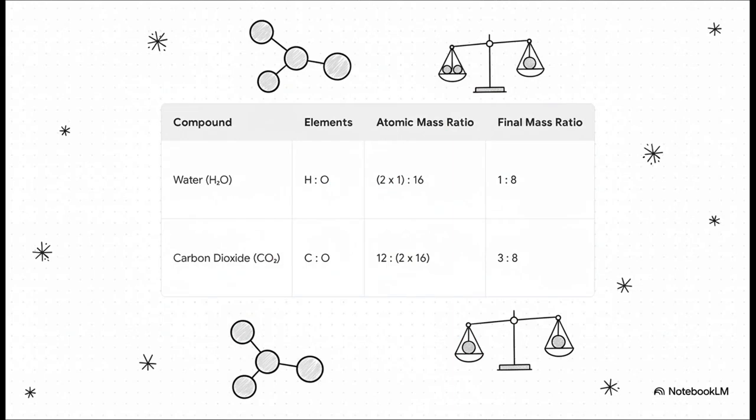And you can see how this recipe math works out for different things. For water, H2O, you take the mass of 2 hydrogens and 1 oxygen, do the math, and boom, you get a 1:8 ratio. For something like carbon dioxide, CO2, it's 1 carbon and 2 oxygens. The mass ratio for that recipe simplifies down to 3:8. These ratios are locked in, they're constant.